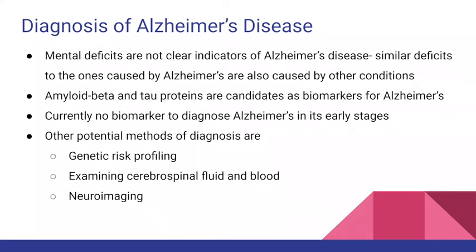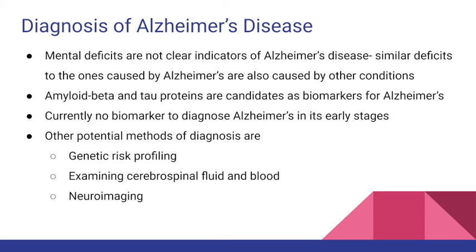So, how is Alzheimer's diagnosed? Mental deficits are not clear indicators of Alzheimer's disease, although they are caused by it, because similar deficits to the ones caused by Alzheimer's are also caused by many other conditions, such as Parkinson's disease, strokes, tumors, or even infections.